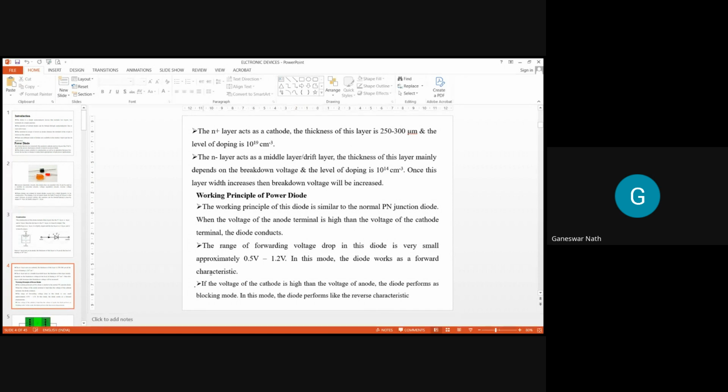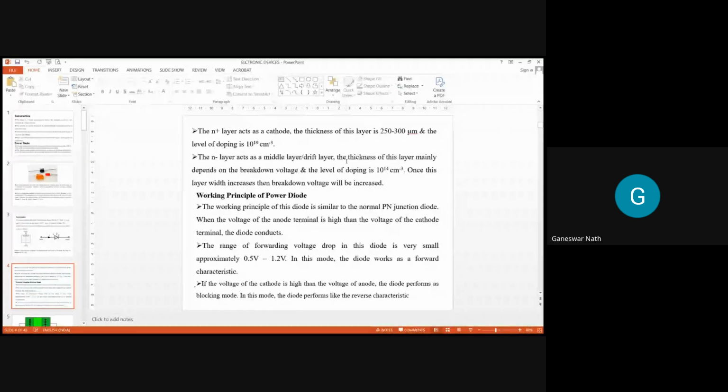Then the question is, if it is a heavily doped p plus and n plus, and the n minus layer has a different concentration, how will it work? Because the n minus layer, which is present in between the p plus and n plus, acts as a drifting layer, or middle layer, or drift layer, which helps drift the electrons from one region to the other region.